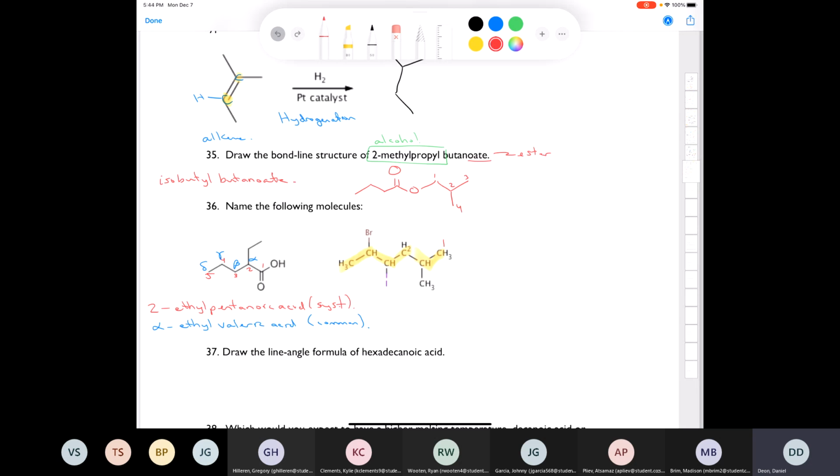Sorry, I guess I should have kept going. We'd have 1, 2, 3, right? So we'd have a 2 and a 3. Whereas if we went in this direction, 1, 2, 3, 4. So the 2 is the tiebreaker going from the other way. Okay, so let's number it off. 1, 2, 3, 4, 5, 6, like this.